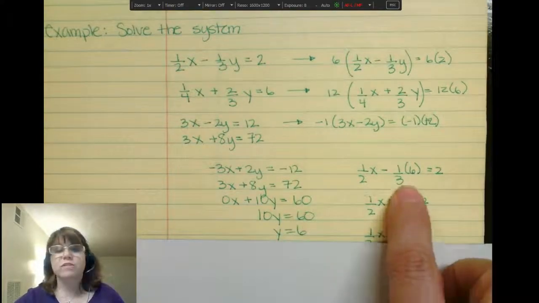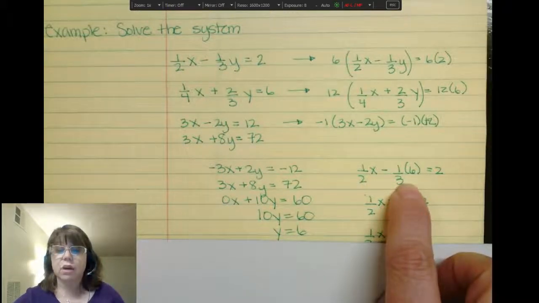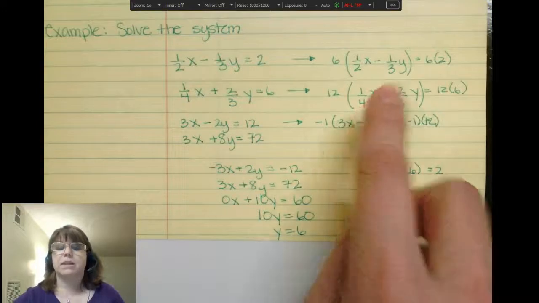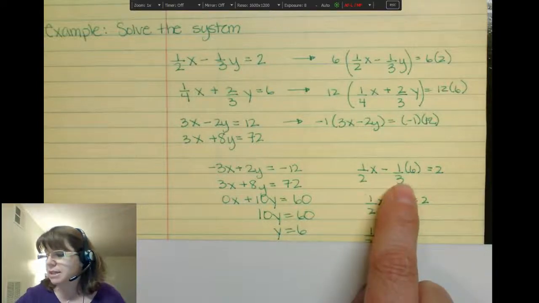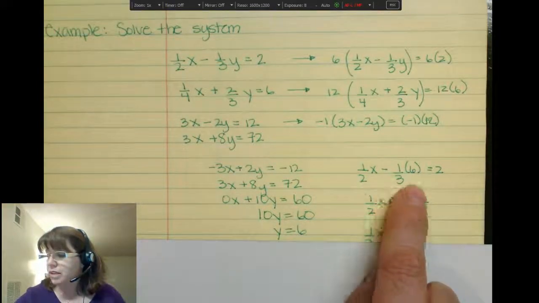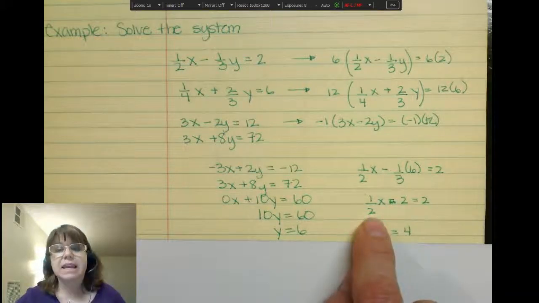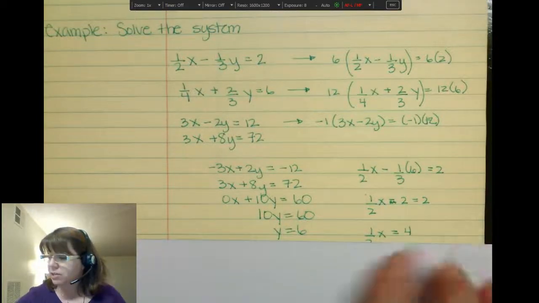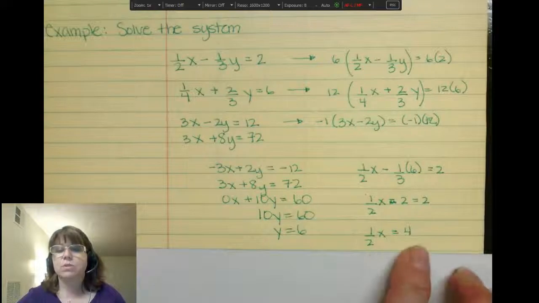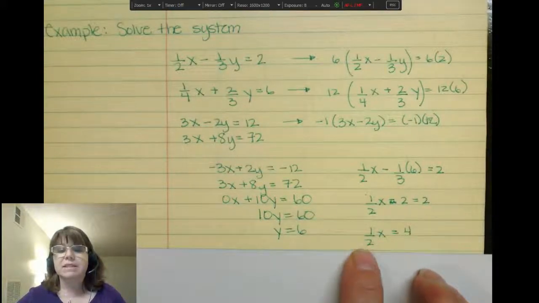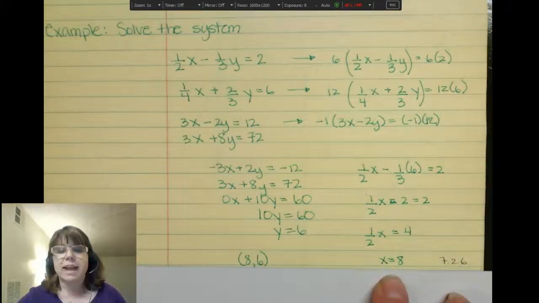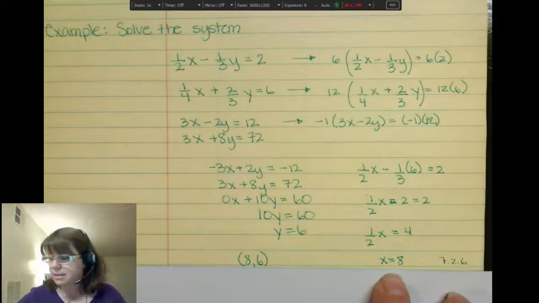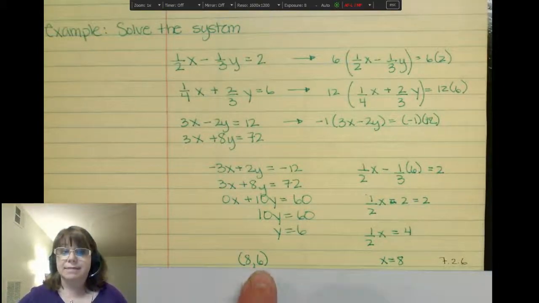Plugging 6 back into one of the original equations, the original ones, not the one that we manipulated, we'll have 1/2 x plus 1/3 times 6 equals 2. 1/3 times 6 is a 2, so now I have 1/2 x plus 2 equals 2. Add 2 to both sides. I have 1/2 x equals 4. Multiply by its reciprocal, which is 2, and x equals 8. Therefore, my solution set to the system is (8, 6).